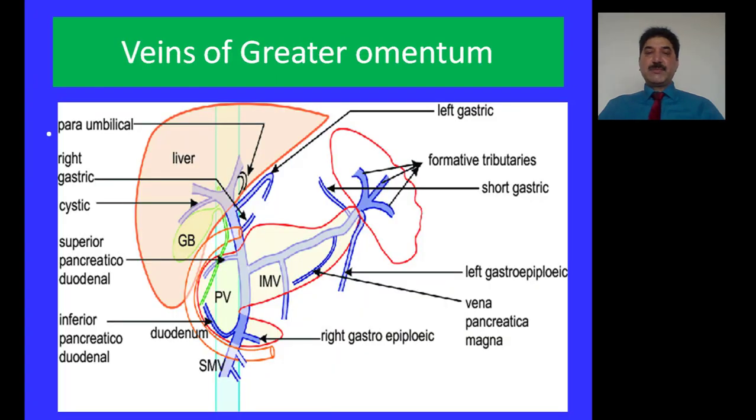Veins of the greater omentum. The omental veins drain into the left gastroepiploic vein, which in turn drains into the splenic vein, and the right gastroepiploic vein, which drains into the superior mesenteric vein. Thus, both veins drain into the portal circulation.